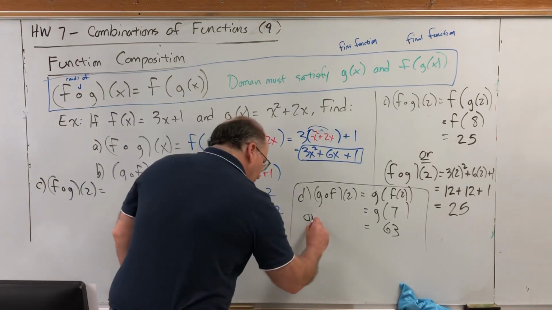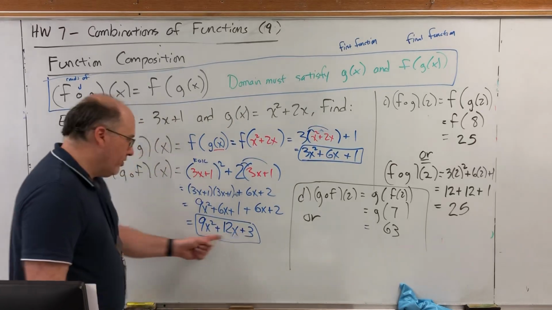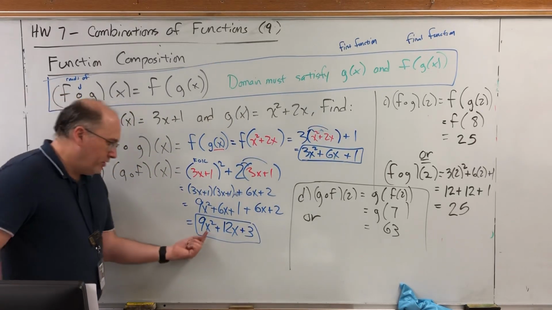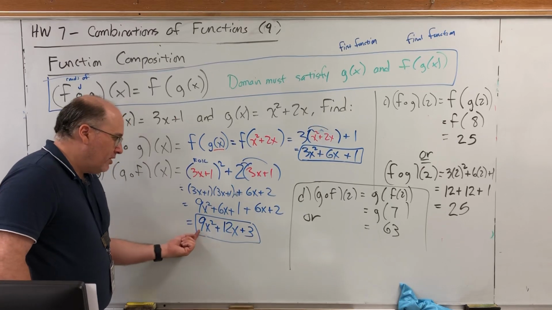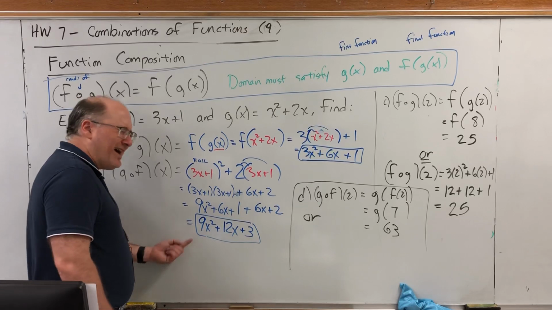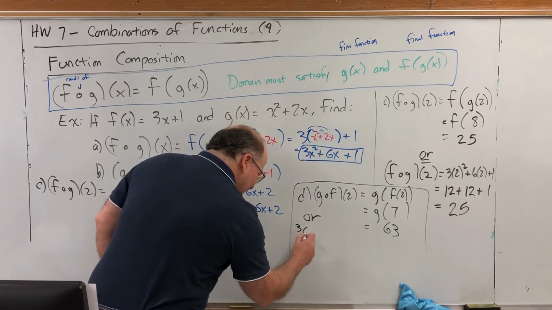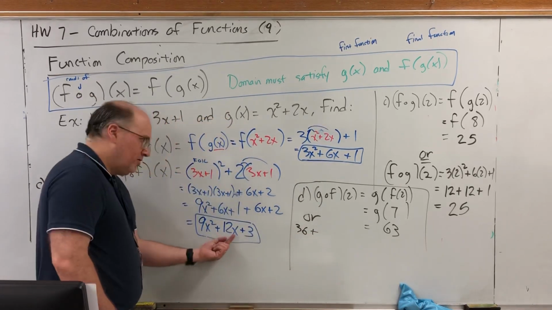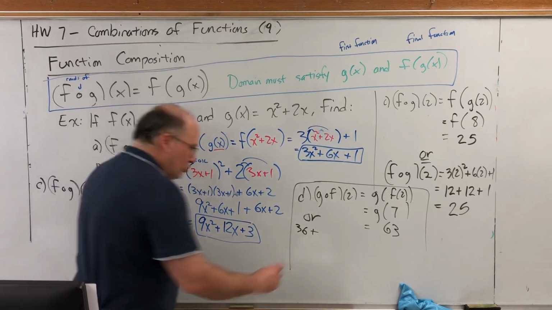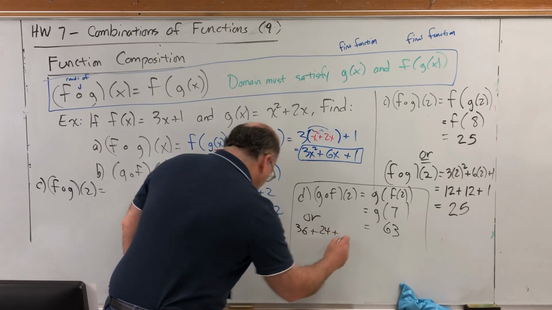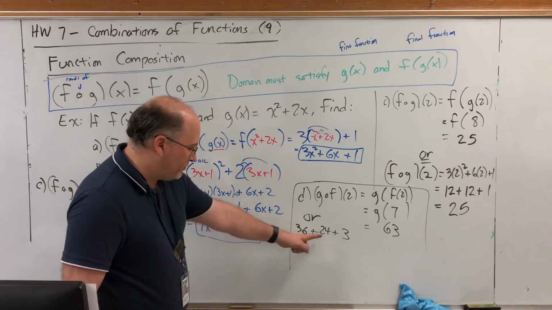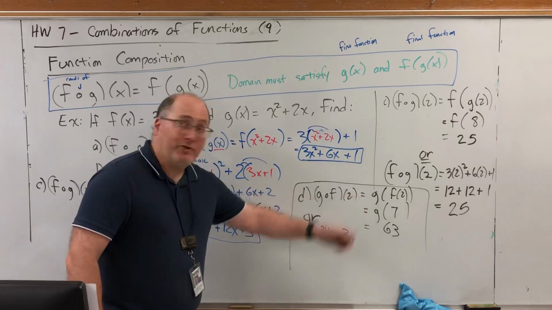Or, we could put 2 here. Let's just talk it out to make sure we get 63. 2 squared is 4. 4 times 9 is 36. Plus, we're putting 2 here. 12 times 2 is 24. Plus 3. 36 plus 24 is 60. Plus 3 is 63.